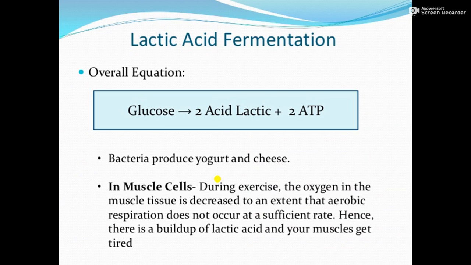First we will discuss lactic acid fermentation. The overall equation is like that: glucose converts to 2 lactic acid plus 2 ATP. Bacteria produce yogurt and cheese. In muscle cells during exercise, the oxygen in the muscle tissue is decreased to an extent that aerobic respiration does not occur at a sufficient rate. Hence, there is a buildup of lactic acid and your muscles get tired.